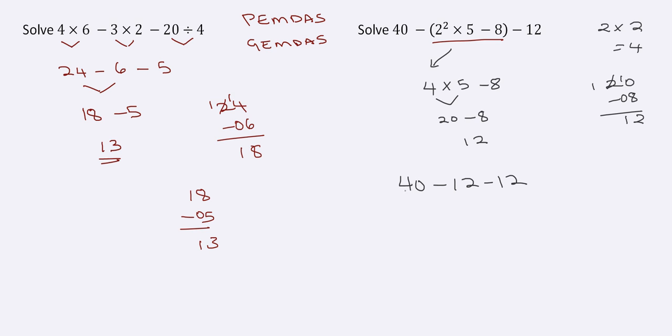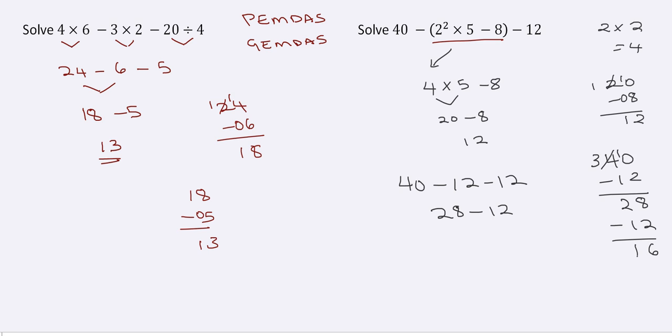So let's start from the left. 40 minus 12. Let's do that. 40 minus 12. We borrow 1 here. This becomes 3. The 1 makes this 10. 10 minus 2, we have 8. 3 minus 1, we have 2. So now we have 28 minus 12. So let's subtract 12 from this. 8 minus 2 is 6. 2 minus 1 is 1. So this is going to give us 16.